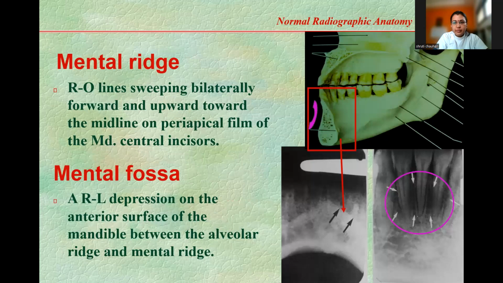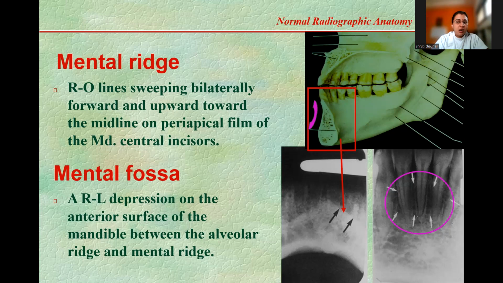Now we're coming to the mental ridge. First look at this diagram over here. Whenever we take a radiograph of this region, when we see two very clear oblique lines like this, with the apex towards the central incisor and sloping down towards the back, that is the mental ridge.